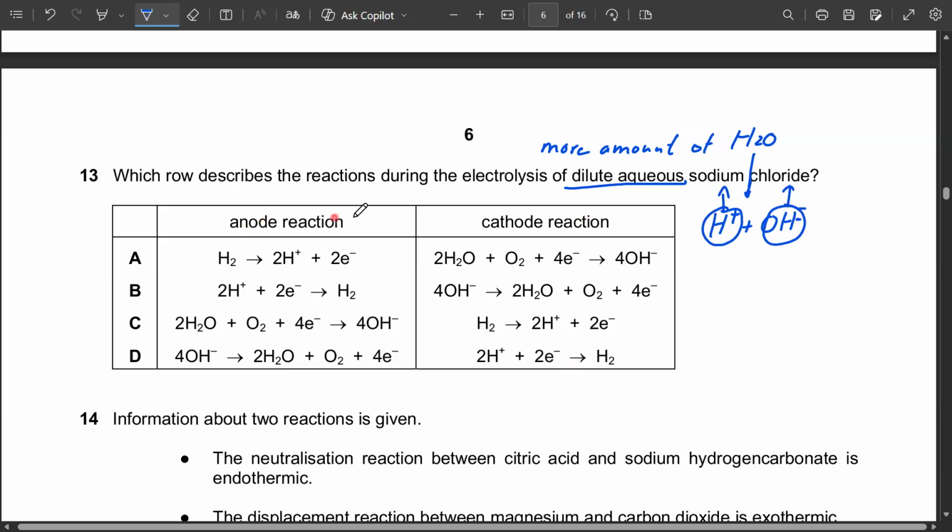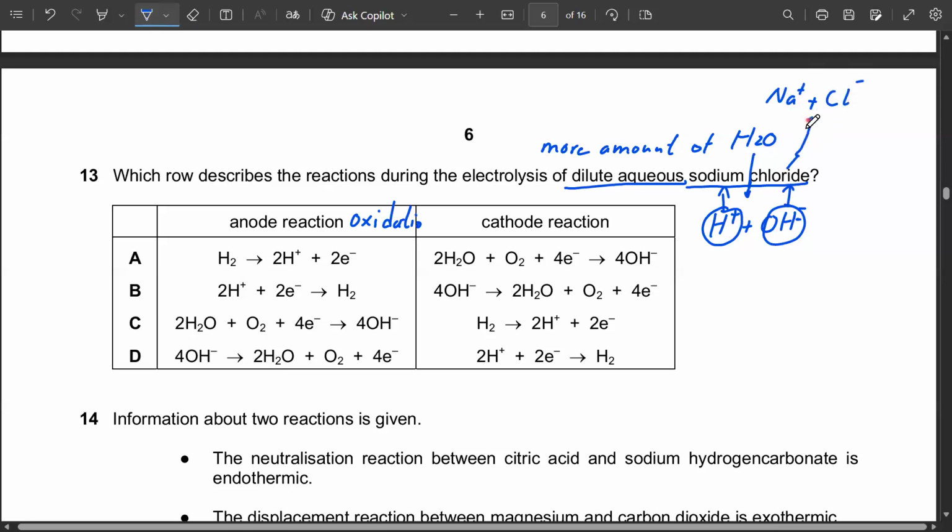So anode, that is the oxidation reaction. Anode gives you the oxidation reaction, and cathode gives you the reduction reaction. So at anode, we would have two negative ions. One is the hydroxide ion, and the other one would be a chloride ion, because NaCl is also giving you two ions in the solution through electrolysis, sodium ion and chloride ion.